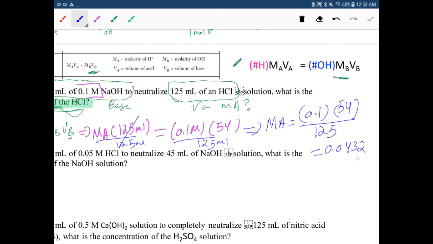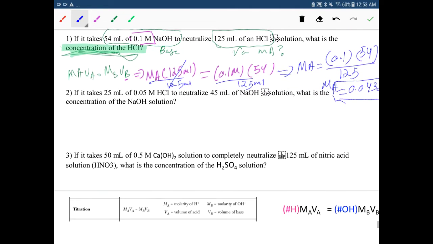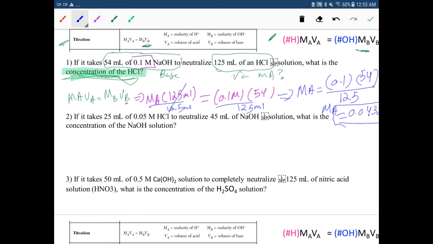What is the question asking me? It's asking for concentration. The unit for concentration is molar. Notice I made a mistake here, which is not keeping track of the units. But if you forget to keep track of the units, you can always go back to the question to find out what you are looking for. So I'm looking for concentration. Concentration units is molarity, and this is my final answer. So MA equals 0.0432 molar.